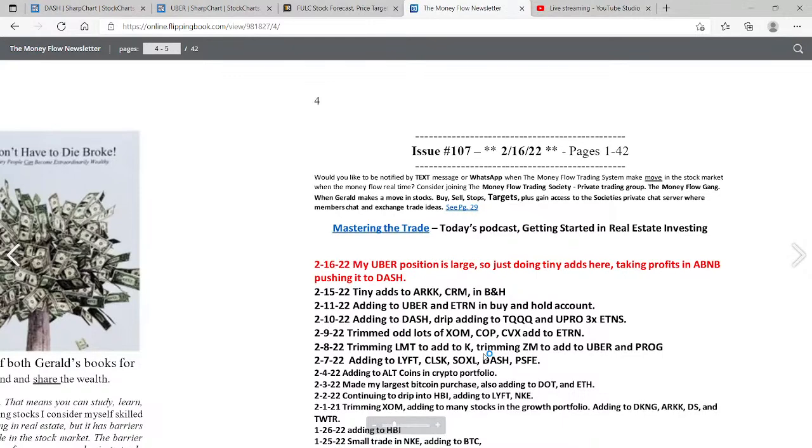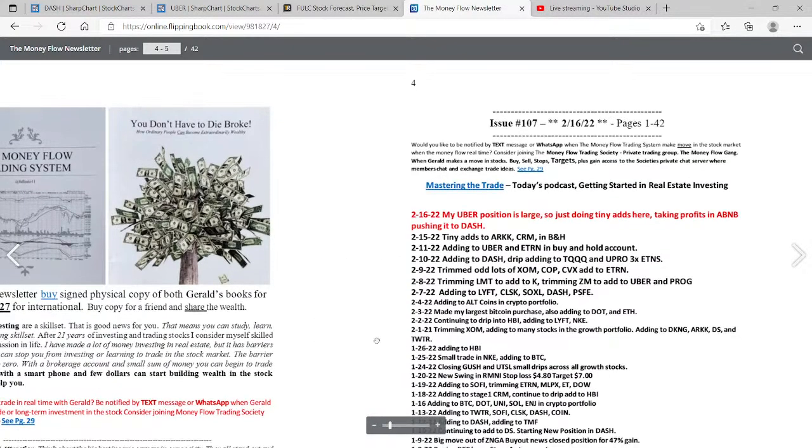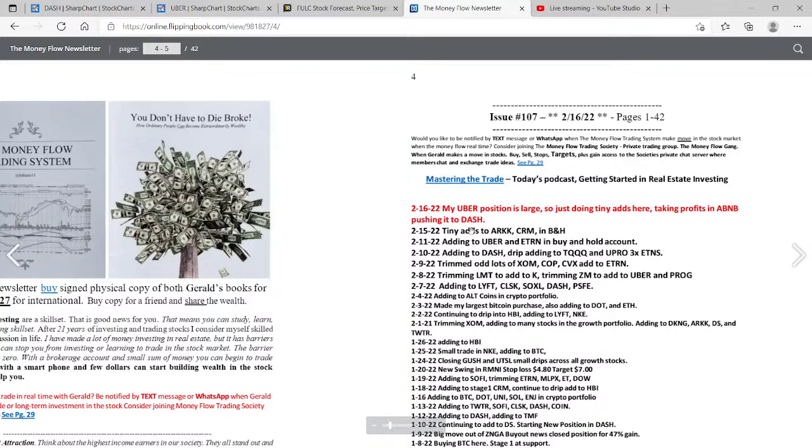Now, if you want to be with the cool kids, the kids in the back that are smoking, that's right here. So you'll see, like today, 216. My Uber position is large, so I'm just doing tiny adds here. I have to add because it's so cheap.